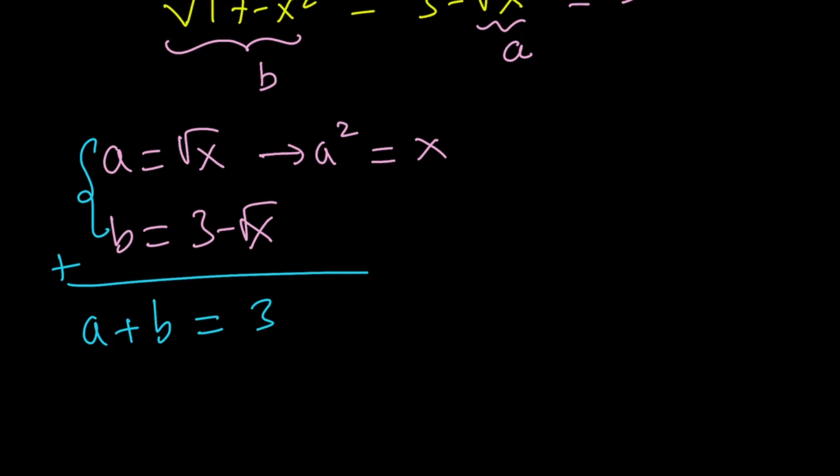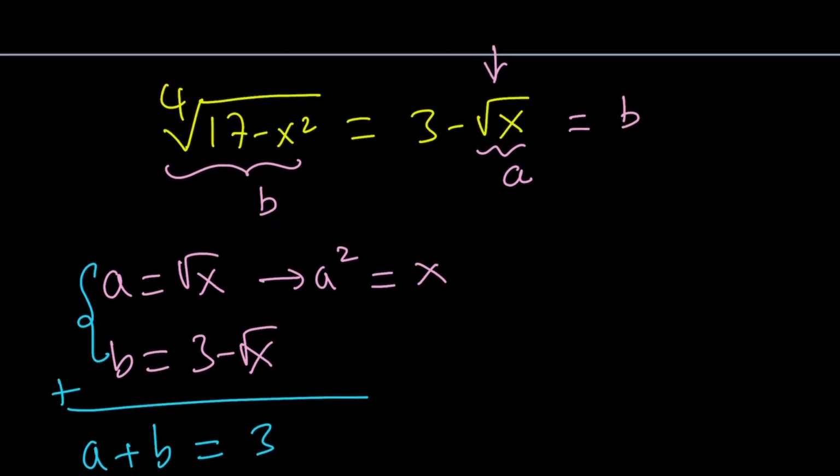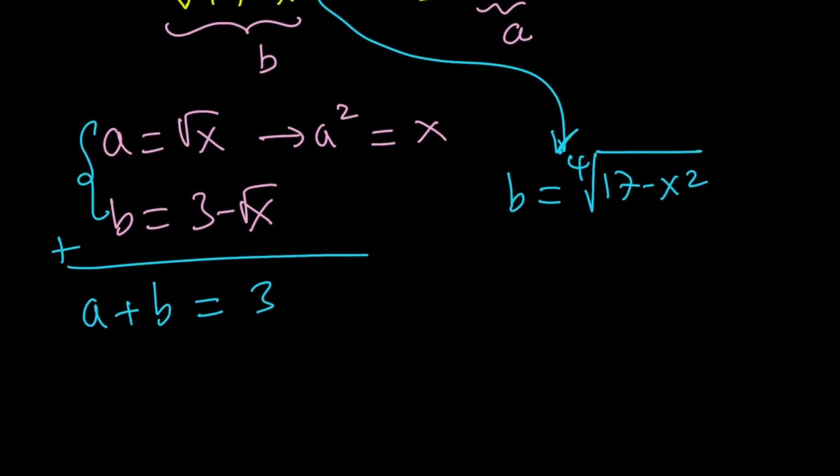But this is not enough. We need to do more. And notice that we call this guy b. So what did I call b? I called the fourth root of 17 minus x squared b. So b is equal to that. So I can raise both sides to the fourth power to get rid of the radical. So b to the fourth power becomes 17 minus x squared.